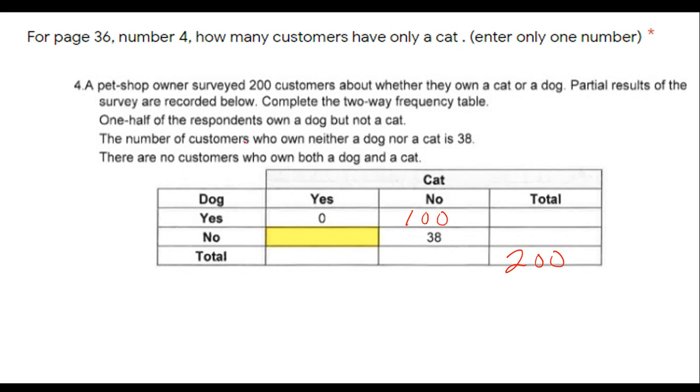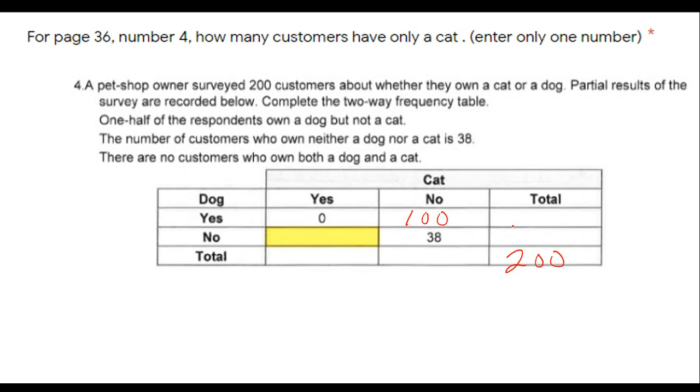The next part, the number of customers who own neither a dog nor a cat is 38. So that's a no to a dog and no to a cat, and that's already there for us. The next one is that there are no customers who own both a dog and a cat. So there's nobody that has yes and yes. So therefore we have the 0.